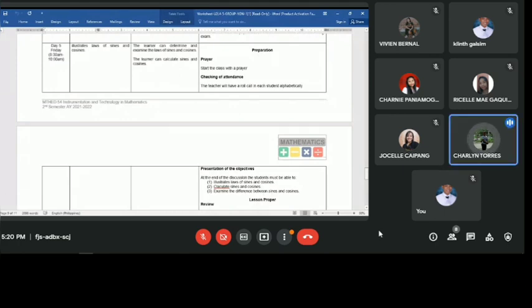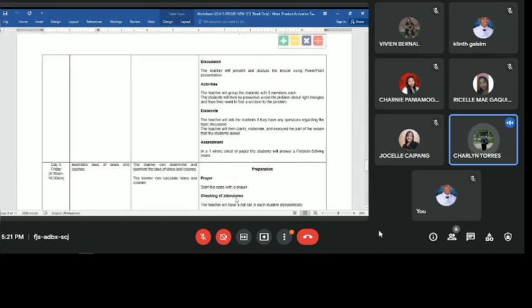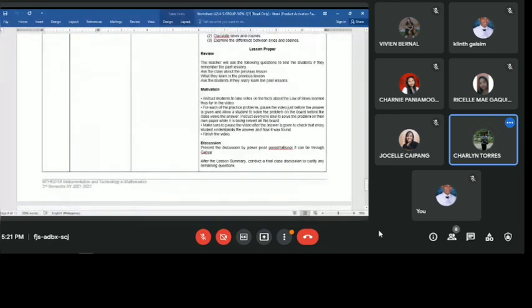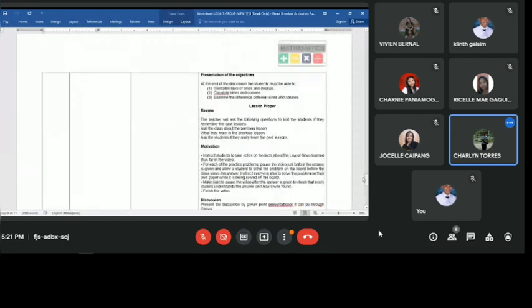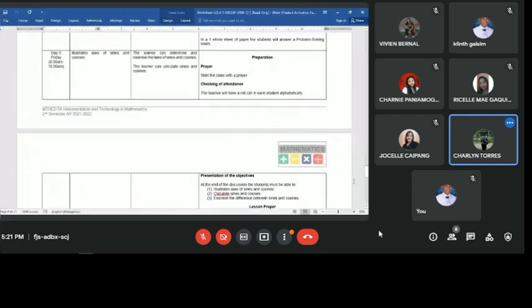So for day 5, the learning competency: illustrates laws of sines and cosines. Then for the specific daily learning outcomes, the learner can determine and examine the laws of sines and cosines. The learner can calculate sines and cosines.